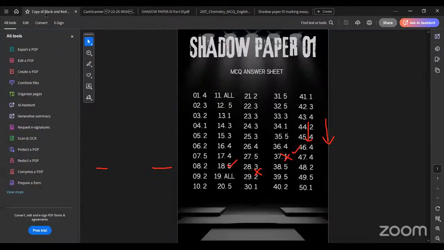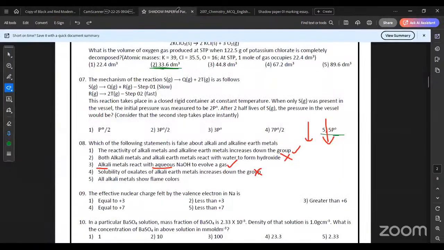8th one, I haven't given an answer for the fourth one. Solubility of oxalates of alkaline earth metals. This is the problem. You can't say it increases down the group. Right? Then the fourth one is wrong. Then the fifth one, all alkali metals show flame colors. That is correct. All alkali metals show flame colors. Mark this question, people. 8th one. Fourth answer is correct.